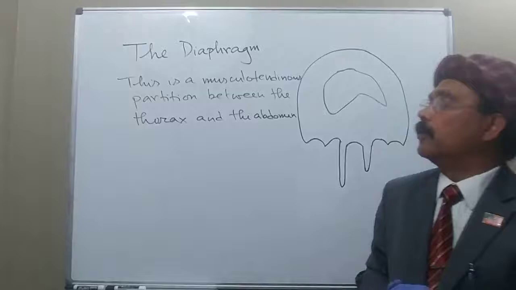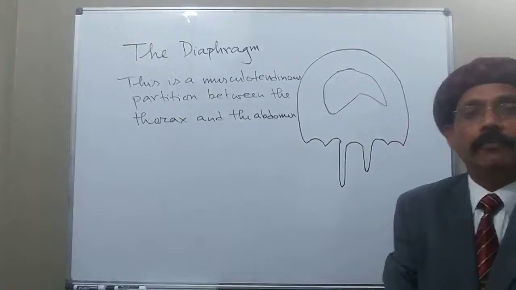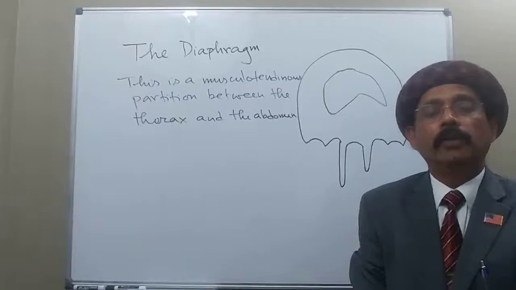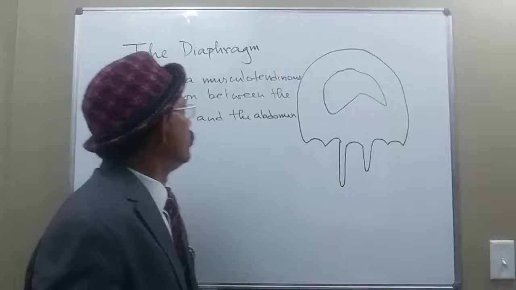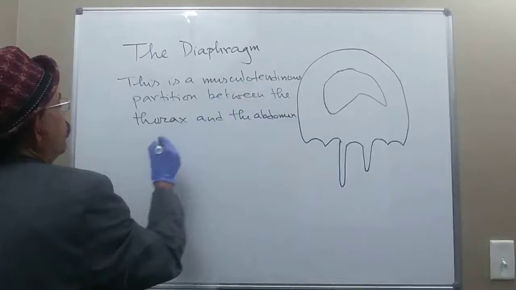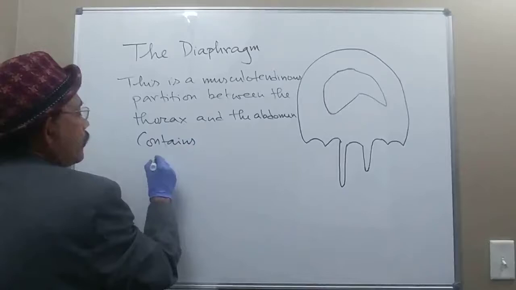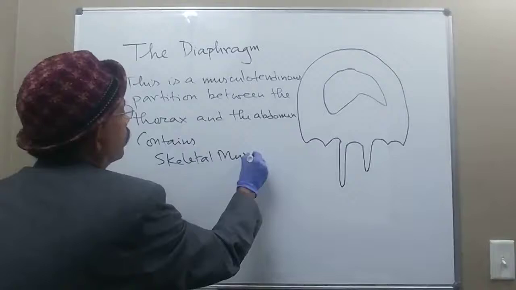This is called the diaphragm, also called the thoracoabdominal diaphragm. This is the largest diaphragm in our body. We have several other diaphragms like the pelvic diaphragm, urogenital diaphragm, and diaphragma sellae. So this is the largest diaphragm, and it contains muscles and tendons. It contains skeletal muscle and tendon.